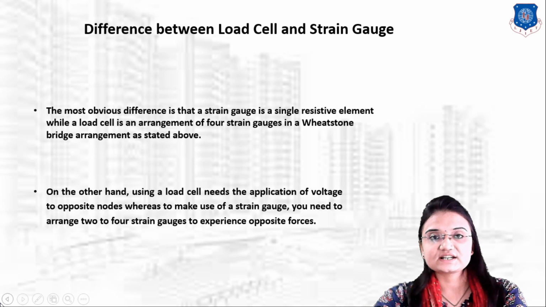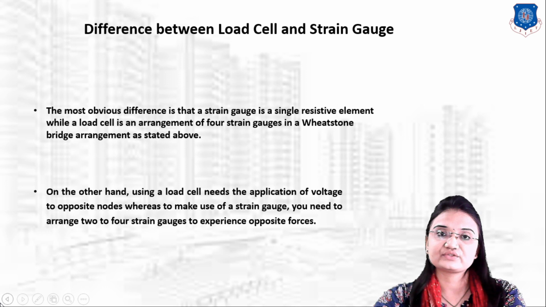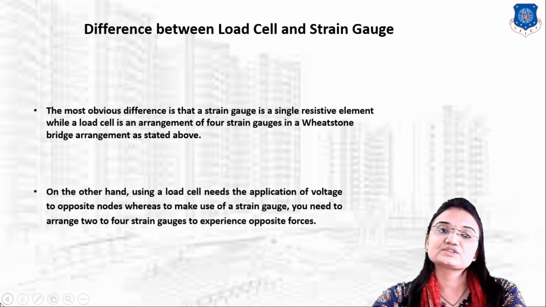Okay, so in this lecture we have studied what is a strain gauge, what is its working principle, and what is the main application of strain gauge in civil engineering. Second, we have studied what is LVDT, that is linear variable differential transducer, which is used to measure displacement. And third one is the load cell, to measure the weight or any amount of load being transferred. Okay, and next is the difference between the load cell and strain gauges.